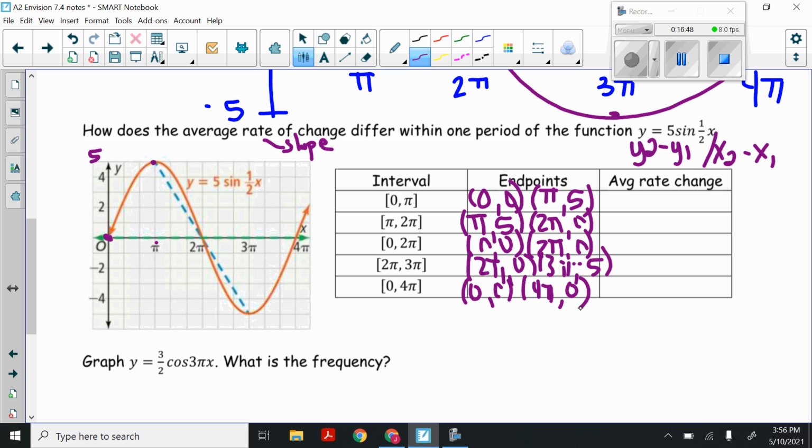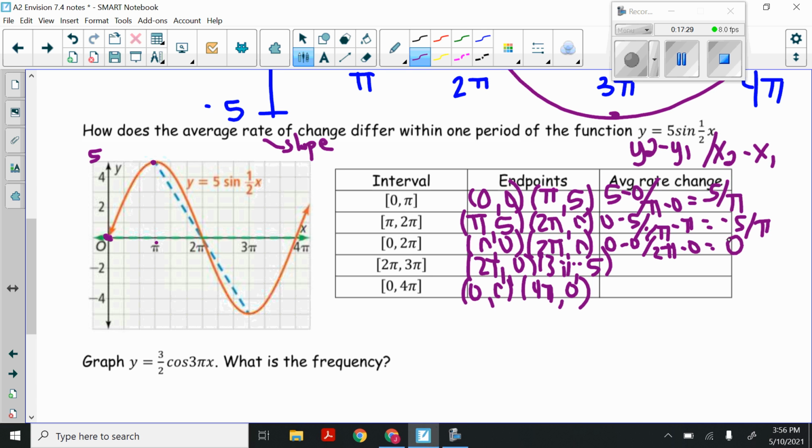0. So now my average rate of change, I'm just doing y2 minus y1. So y2 is 5. 5 minus 0 over x2 minus x1, pi minus 0. I get 5 over pi. So my average rate of change is 5 over pi. On the interval from pi to 2 pi, again, y2, 0 minus y1, 5 over 2 pi minus pi. It's -5 over pi. So the average rate of change on that interval is -5 over pi. On the interval from 0 to 2 pi, I would have 0 minus 0 over 2 pi minus 0, which is just going to get me 0.